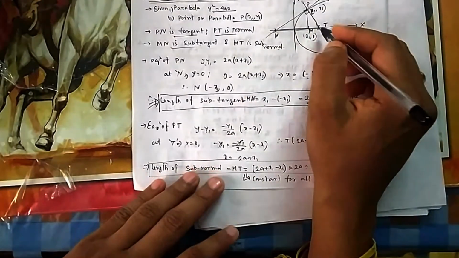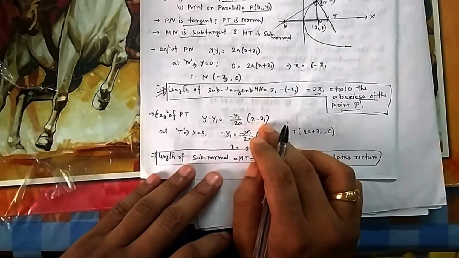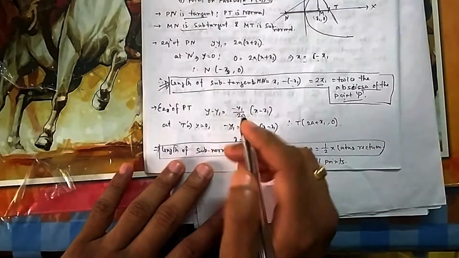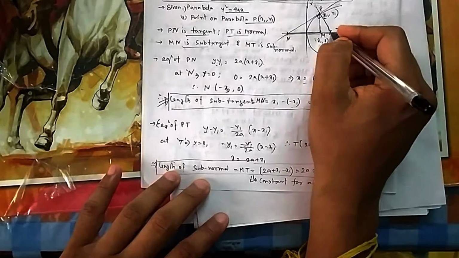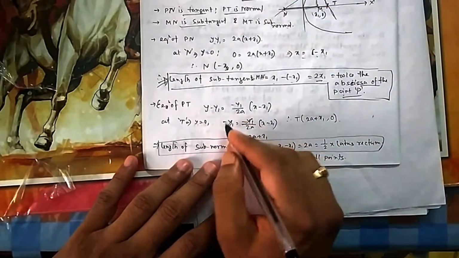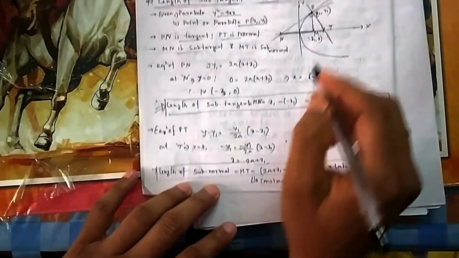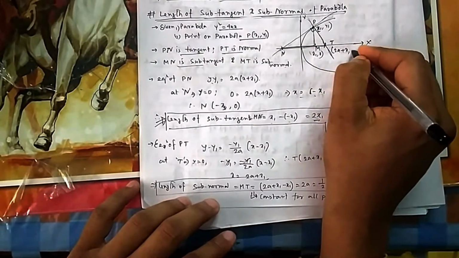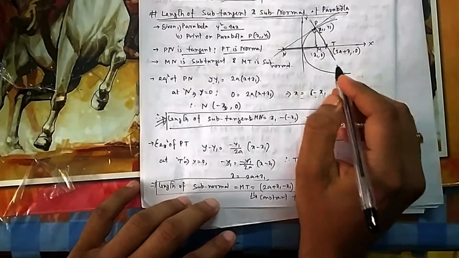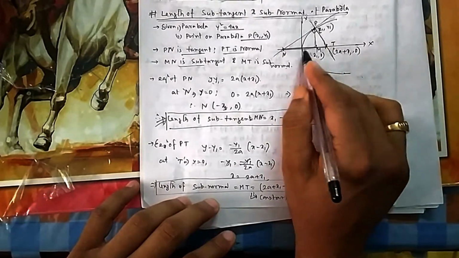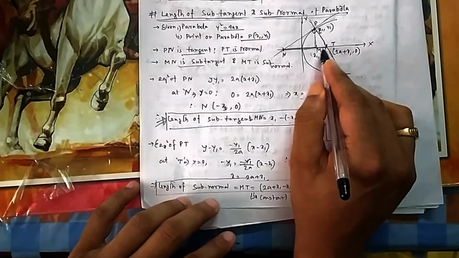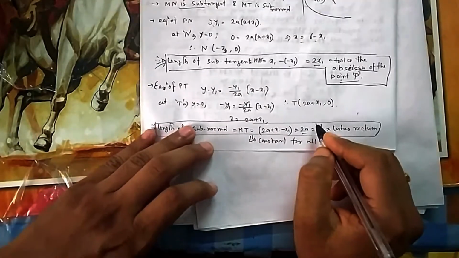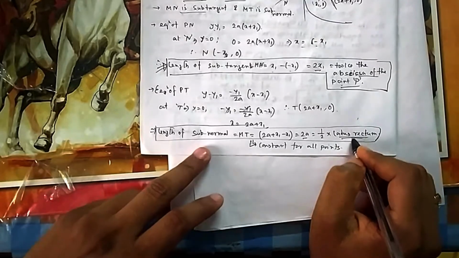Similarly for the normal, what is the equation of PT? This is the equation of PT. You can check the equation of the normal. Again it meets at T, so at that point y equal to 0. If I put y equal to 0 and calculate, the coordinate is 2a plus x1 comma 0. So what is this length? Up to this it is x1 and up to T it is 2a plus x1. So this length will be 2a plus x1 minus x1, which is 2a only. It is nothing but half of the latus rectum. You know the latus rectum is 4a.